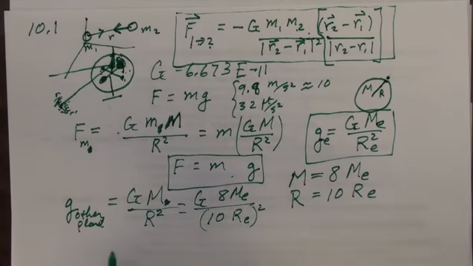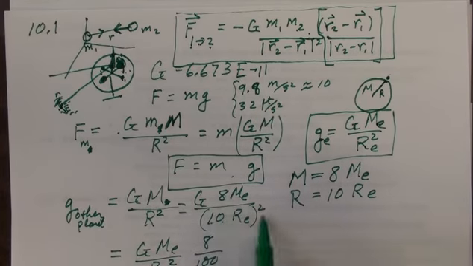Well, we can simplify that very quickly and write that as G times the mass of the Earth divided by the radius of the Earth squared times 8 over 100. Because this 10 is squared, that will give us 8 over 100. Well, we know what this is right here. It's g. So this is 0.08, 8/100ths of the acceleration here on the Earth for g on this other planet.